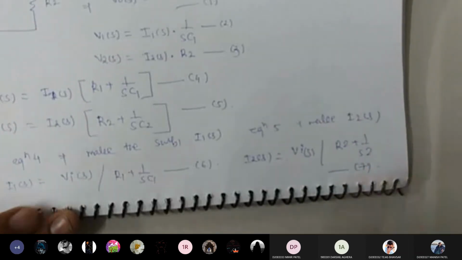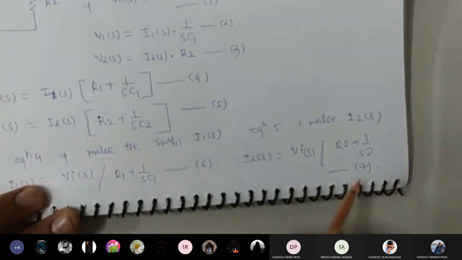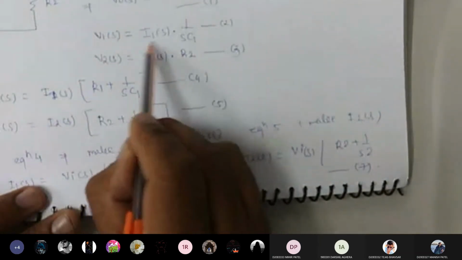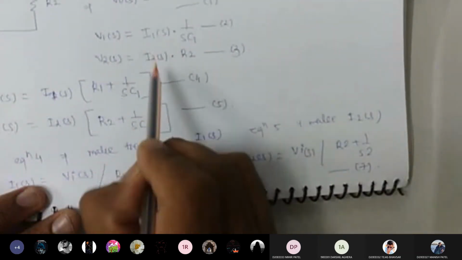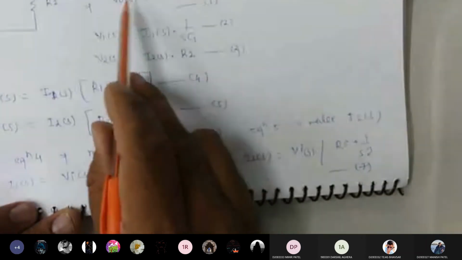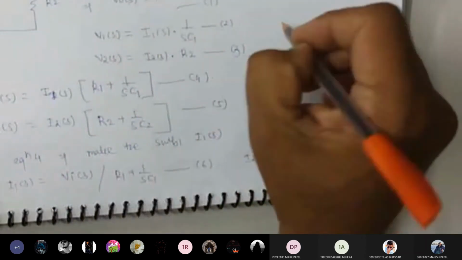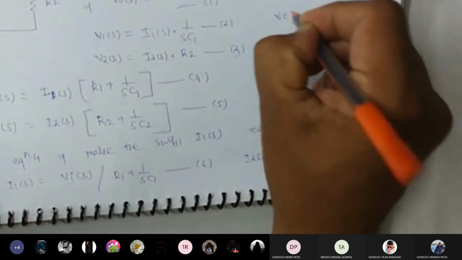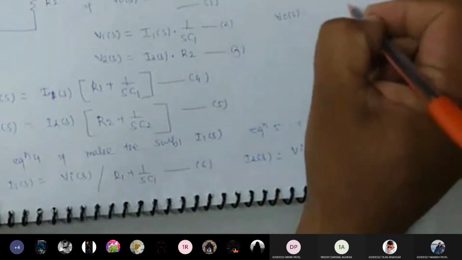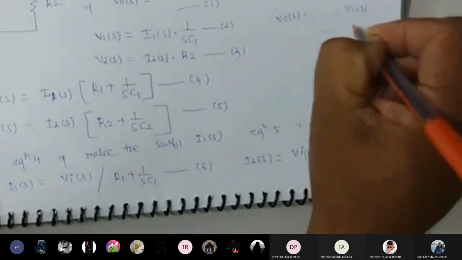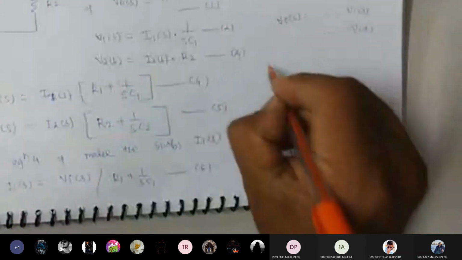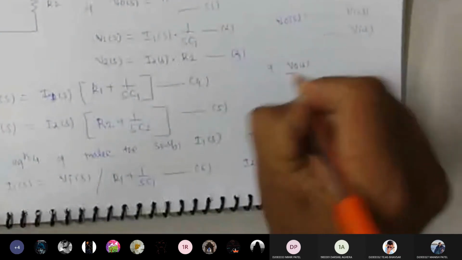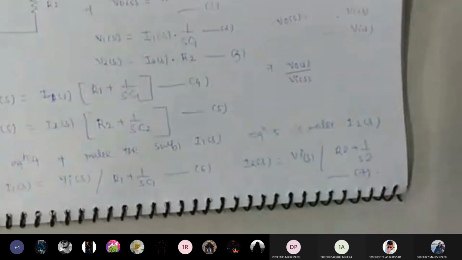Equation number 7. Put equation number 6 and 7 in equation number 2 and 3. Whatever answer you get, you have to put it here. You will get the answer in terms of V output of S is equal to something times VIS and something times VIS. At the end, what you have to find out? V output of S upon V input of S. Understand?